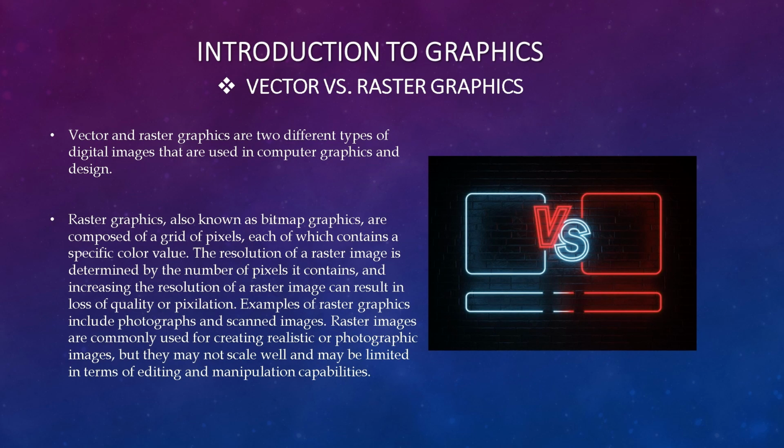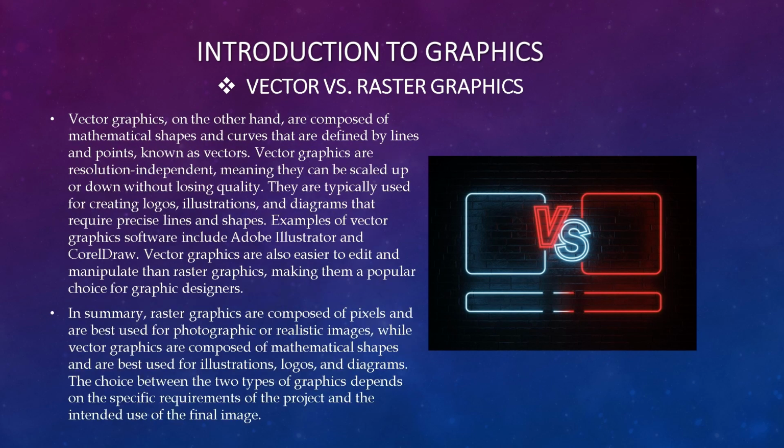Raster images are commonly used for creating realistic or photographic images, but they may not scale well and may be limited in terms of editing and manipulation capabilities. Vector graphics, on the other hand, are composed of mathematical shapes and curves that are defined by lines and points. Known as vectors, vector graphics are resolution independent, meaning they can be scaled up or down without losing quality. They are typically used for creating logos, illustrations, and diagrams that require precise lines and shapes.